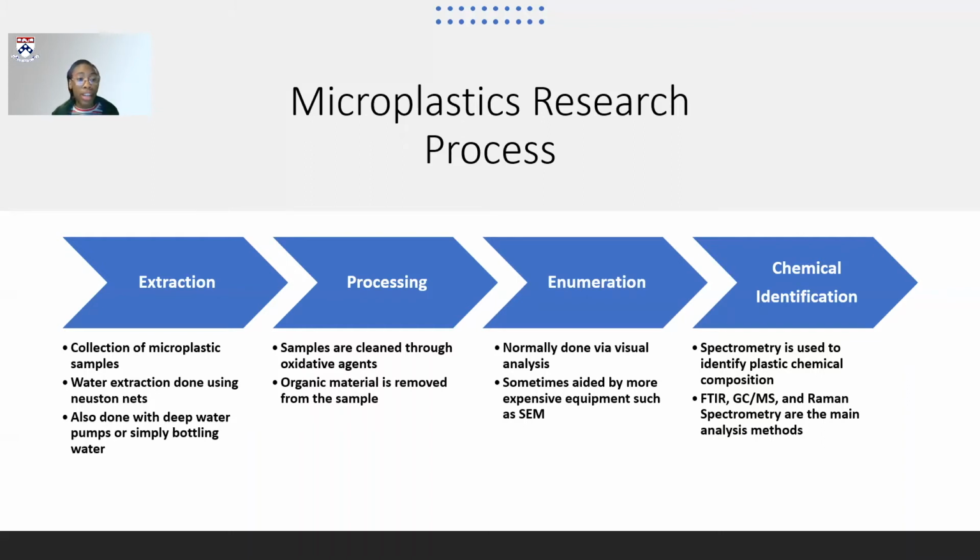And this step is very lengthy, very time consuming, because it is normally done all by hand. Plastics are individually picked out of the sample that is enumerated and prepared for chemical identification. This is another lengthy, time consuming step where plastics are individually analyzed using spectrometry of different forms, whether it be FTIR or Raman spectrometry, or gas chromatography paired with mass spectrometry. And this step is used to identify the chemical composition of the plastics that are collected.